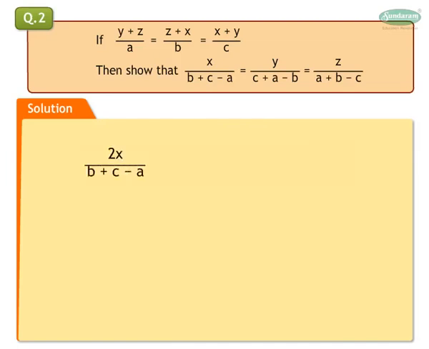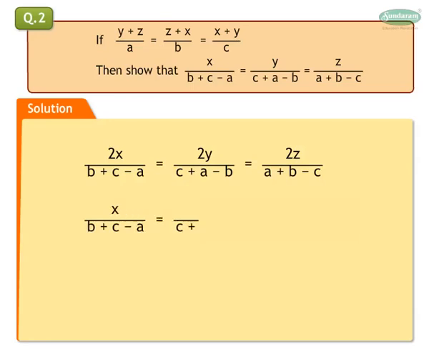So, 2x/(b + c − a) is equal to 2y/(c + a − b) is equal to 2z/(a + b − c). Multiplying each ratio by 1/2, we get, hence, x/(b + c − a) is equal to y/(c + a − b) is equal to z/(a + b − c). This is what we had to prove.